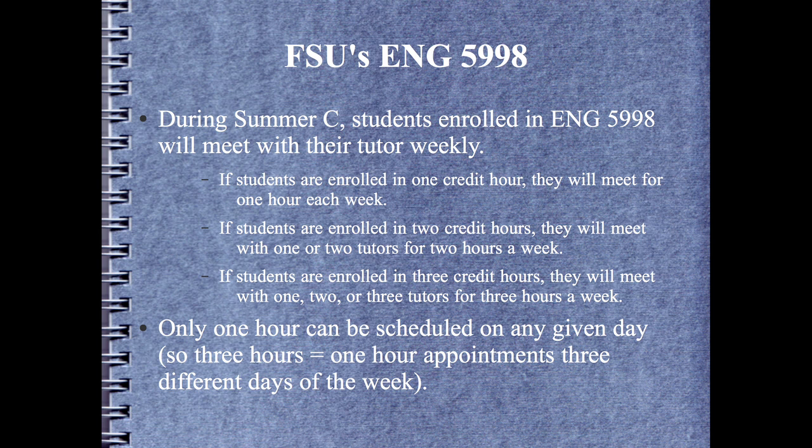So if you're in 2 credit hours, you can't do your 2 hours all at once. You would need to split those 2 hours up over 2 different days. The reason is the expectation is that after you meet with your tutor, you will go and revise and work on your work and then bring it back for the next appointment. Also, 2 hours of one-to-one tutoring at once is way too much. So we require all students who use the Writing Center to only come up to 1 hour a day.